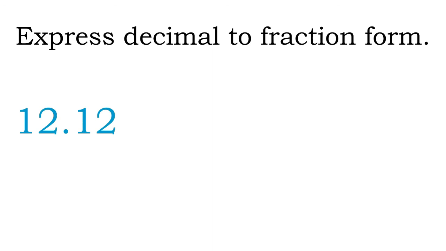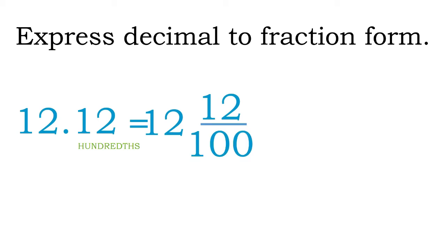Let us now express 12.12 to fraction form. To do that, let us first identify the last digit and its place value. The last digit is 2 and its place value is hundreds. Next, we copy all the digits at the left side of the decimal point, and that is 12. Also copy all the digits at the right side of the decimal point, which is also 12. Divide it by 100 since the place value of the last digit is hundreds.